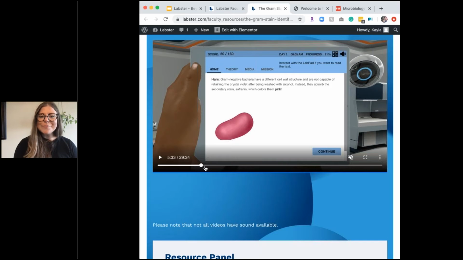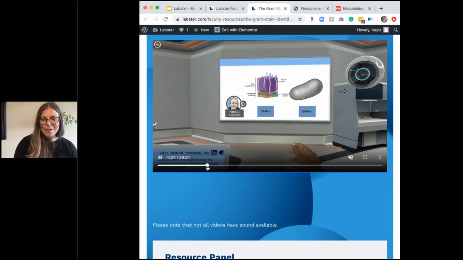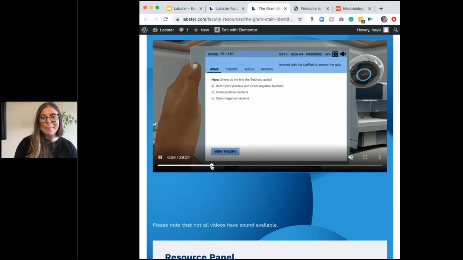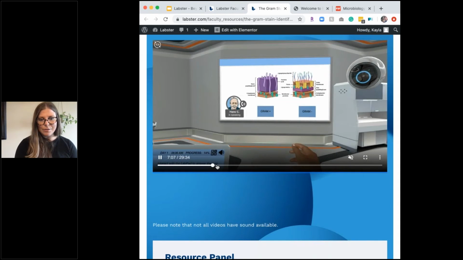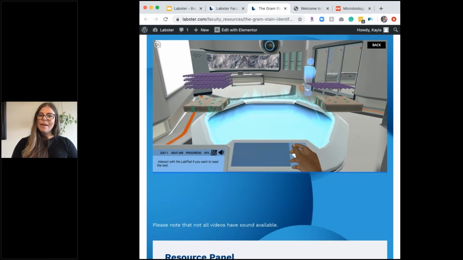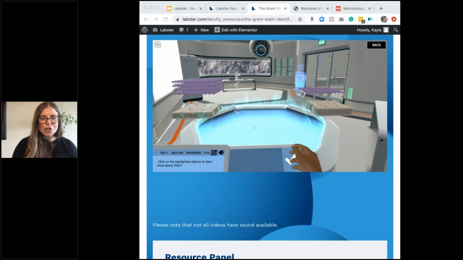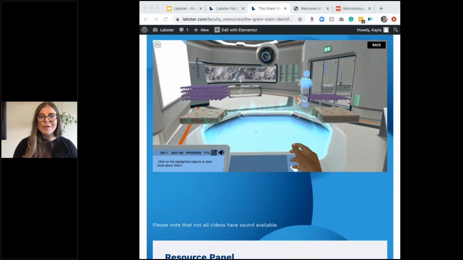The joys of being in a virtual simulation, well, one of them is that we can actually go and manipulate and build molecules and cells and bacteria. Once the lab pad is down, we'll actually be able to do that. So the holo table is where we can build our gram negative and gram positive bacteria to really get a deeper understanding of what these look like.